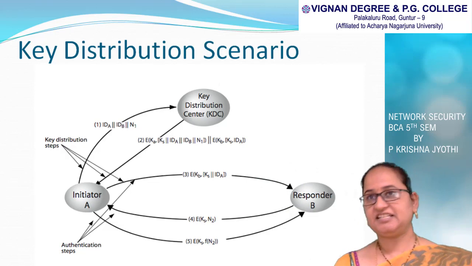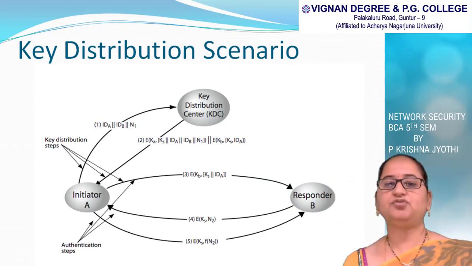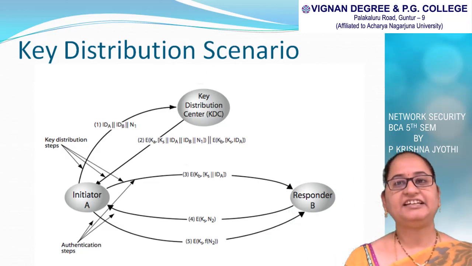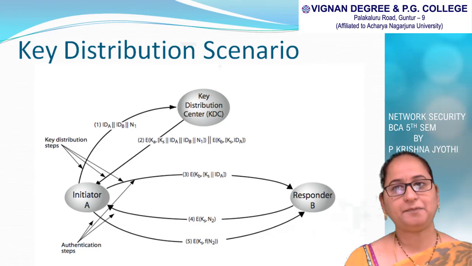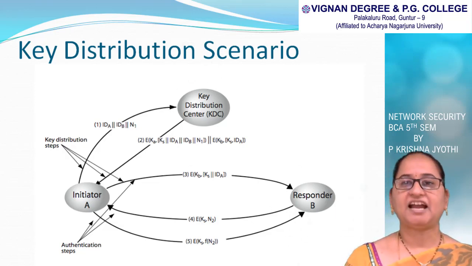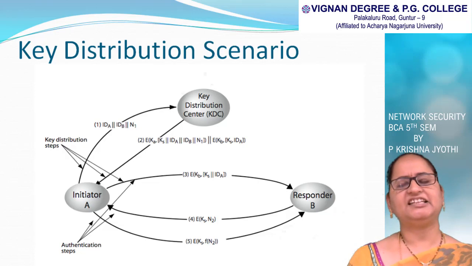The first link is represented as 1. It is from A to KDC. On link 1, we are sending identifier A, identifier B and a nonce. It communicates that I am identifier A, I want to communicate with identifier B, and it places the nonce, nothing but a timestamp value, as N1.